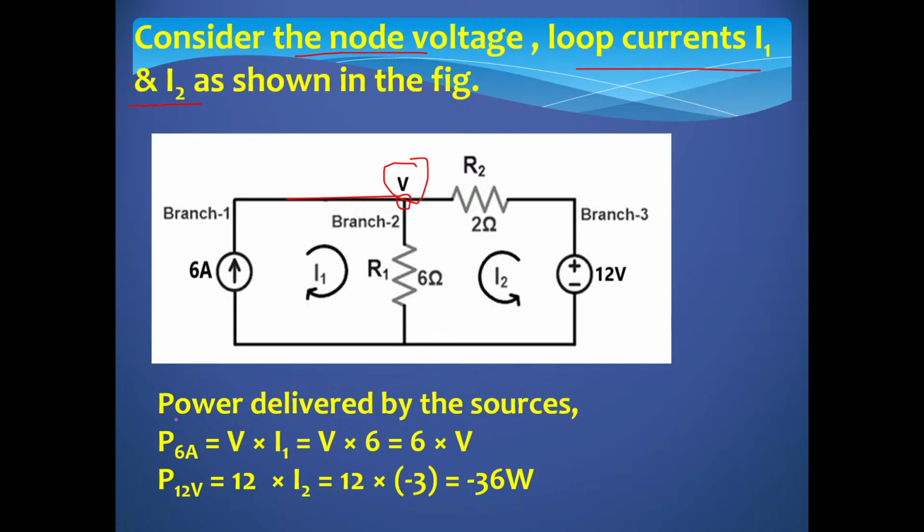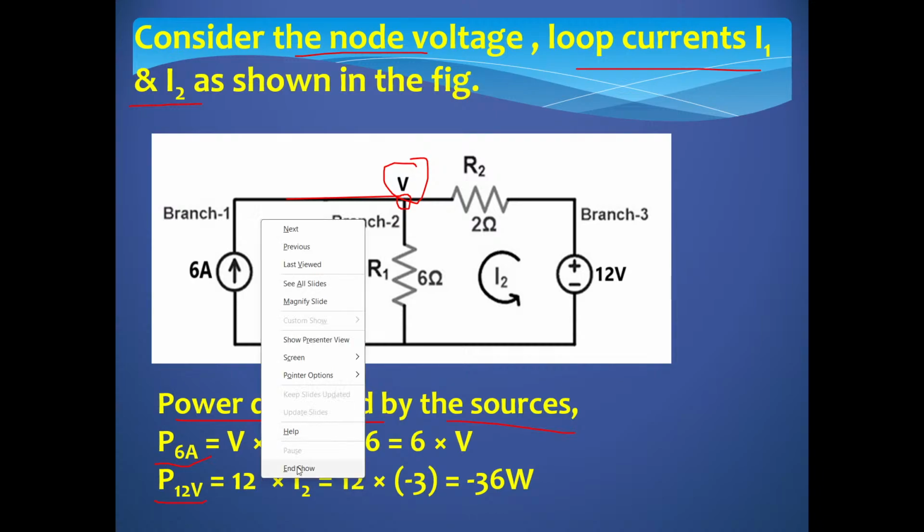Okay. Now we have to first of all calculate the powers delivered by the sources. How many sources are there? Two sources. So power delivered by current source, that is P 6 amperes. Power delivered by voltage source, that is P 12 volts. So power delivered by current source and power delivered by voltage source.